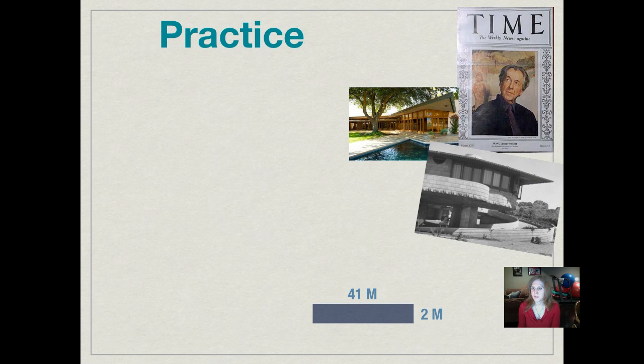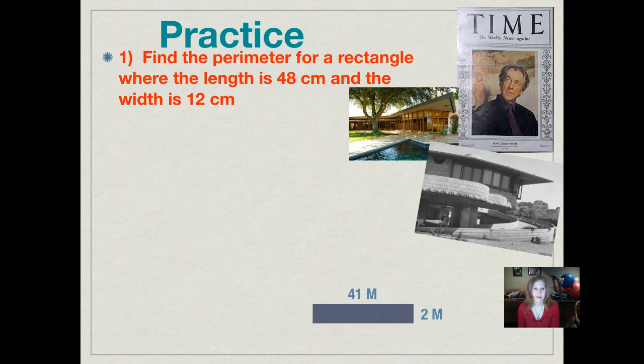So now we're going to do some practice. There's some more cool designs that he did, and a rectangle that we're going to do. Find the perimeter for a rectangle where the length is 48 centimeters and the width is 12 centimeters. If you don't remember what to do here, go back to that second example problem and see what we did. Remember, this is going to be a rectangle, so the long side would be 48 and the short side, or the width, would be 12.